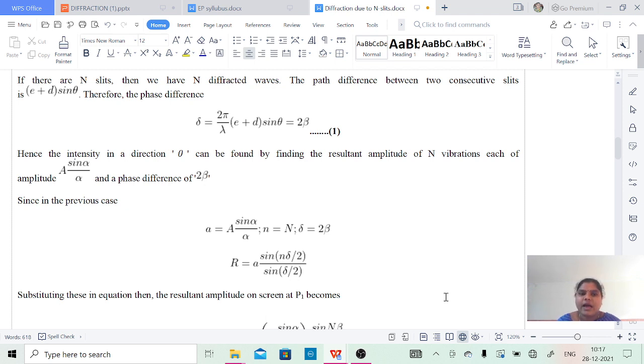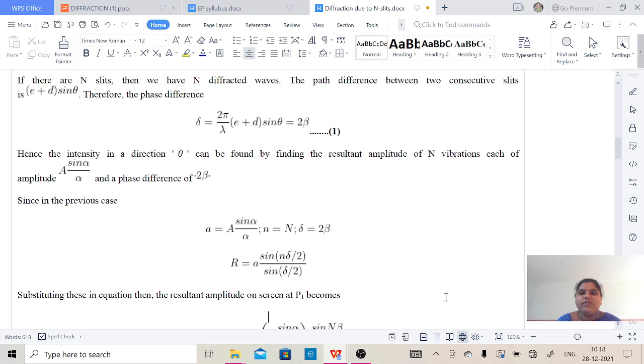We have the phase difference as 2 pi by lambda into path difference. Now pi by lambda into (e plus d sin theta) is considered as beta, according to the double slit. Here the intensity in a direction theta can be found by finding the resultant amplitude of n vibrations, each of amplitude A sin alpha by alpha, and a phase difference of 2 beta.